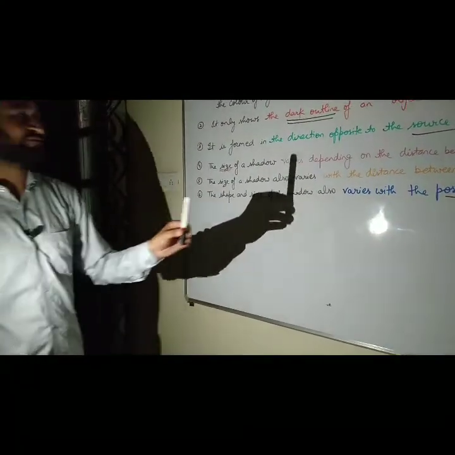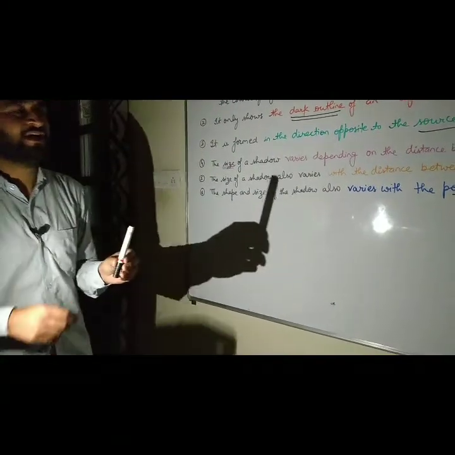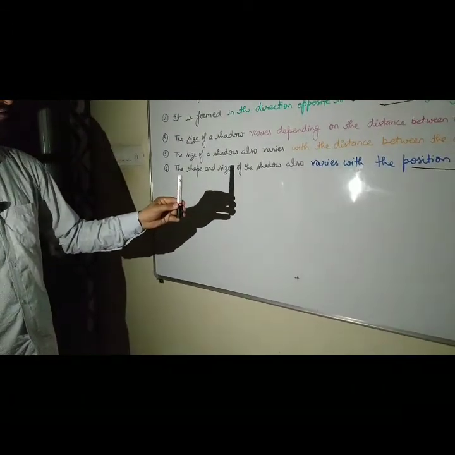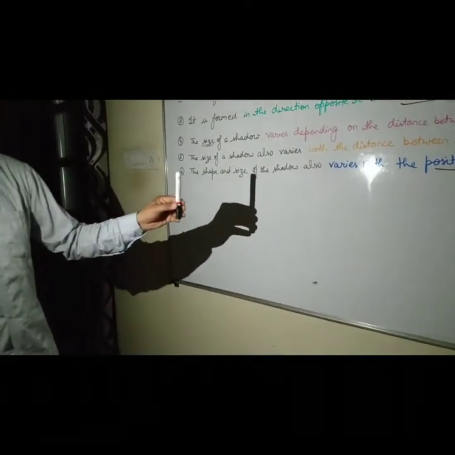So the size and shape of the shadow depend on the position of the source, the distance between the object and the screen, and the distance between the object and the source of light.